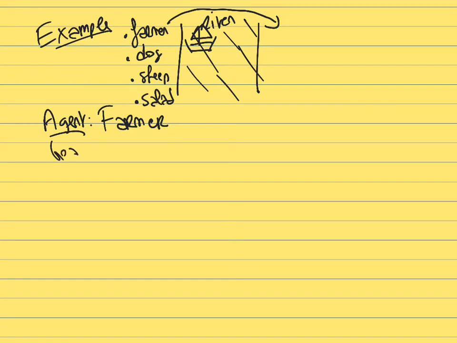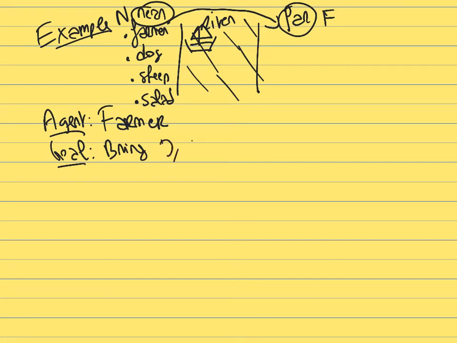So then we need to focus on the goal of the task that needs to be accomplished, which is in this case to bring everything to the other side. So we are going to call this the near side, and this is the far side. The near side will be called N, and the far side will be called F. And in this case, the goal of this problem is to bring everything, so to bring the dog, the sheep, and the salad to the far side. So that is going to be the goal.